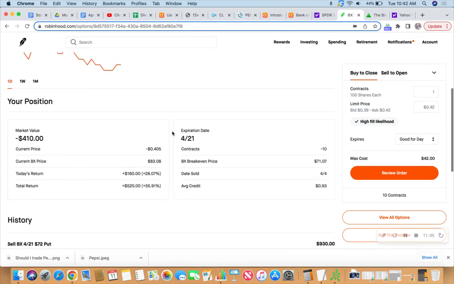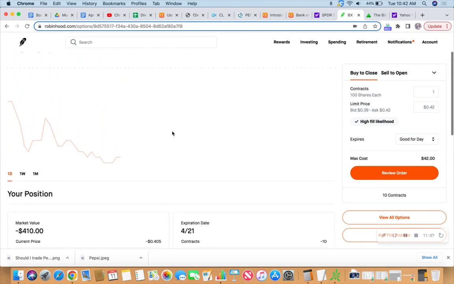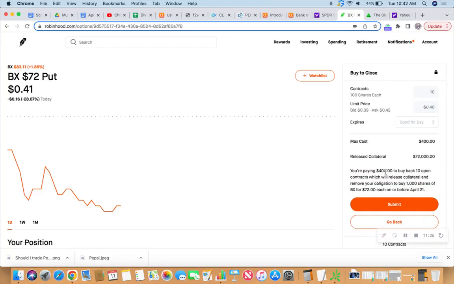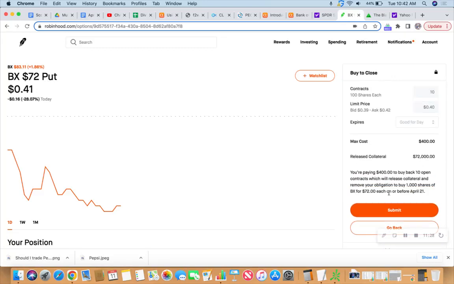But of course, we net the difference and we remove $72,000 from the table. So I wanted to just see what we can get. Can we do it at $400? Is that possible to fill? It's still a pretty close bid and ask. So it's possible that would fill right now, buy to close those 10, releasing the $72,000.